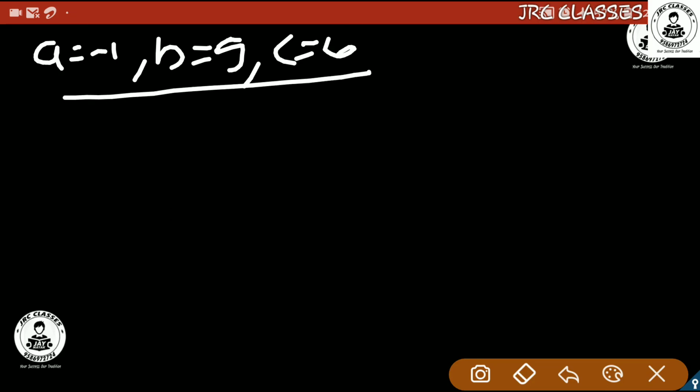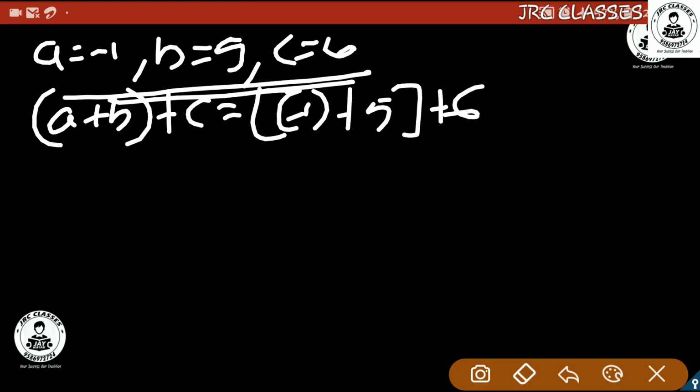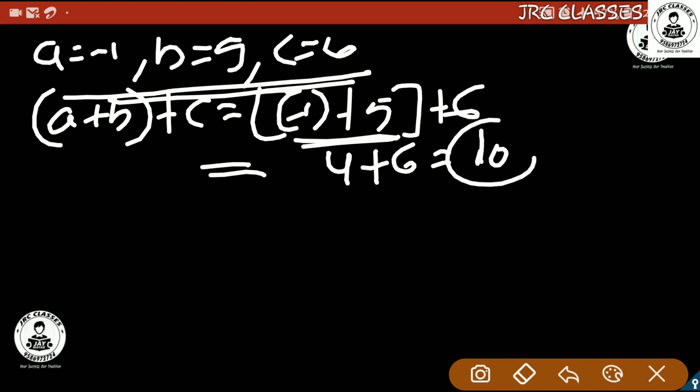Now let's check this for integers. I will take a equal to minus 1, b equal to plus 5, and c equal to 6. I have taken these 3 integers. First I will do a plus b, a group of a plus b, then I will add c. What is a plus b? Minus 1 plus 5 is plus 4. Plus 4 plus 6, answer is 10.